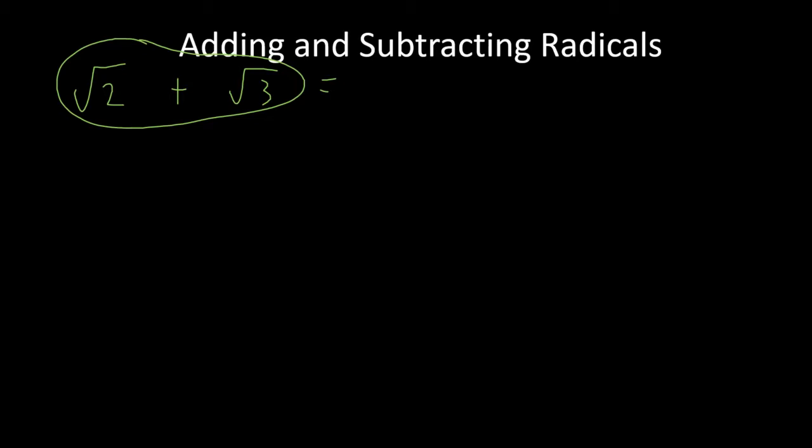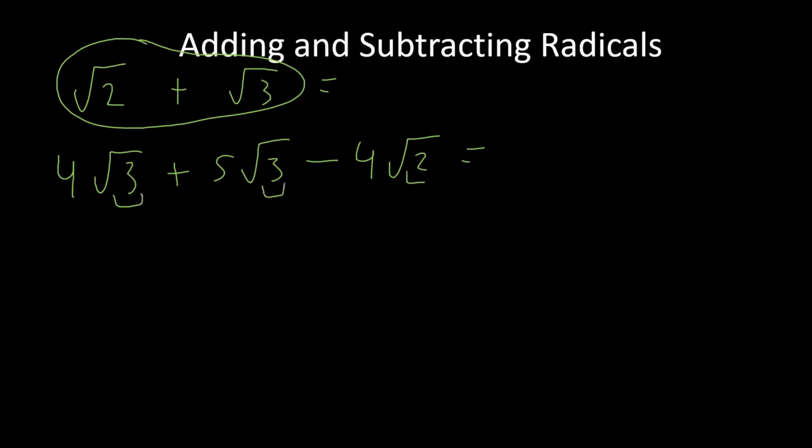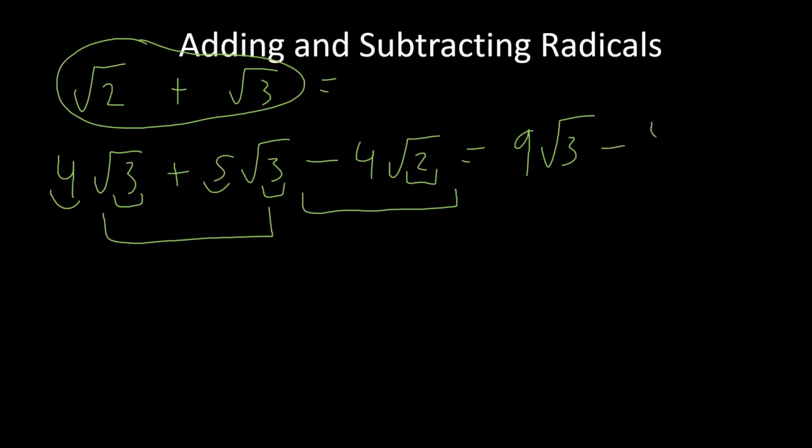When adding and subtracting radicals, they have to have the same base to add. For example, let's say I have 4 root 3 plus 5 root 3 minus 4 root 2. For them to add, the bases have to be the same. I know these two bases are the same, so they add. We take the outside numbers and add them. So 4 plus 5 is 9. We keep the base the same. And then for this right here, there are no bases that are the same, so we keep it like this.